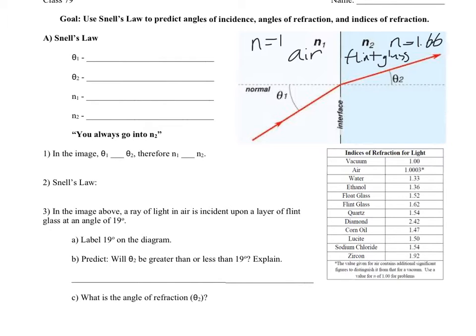Also on this, we see theta 1. What we call theta 1, we call that the angle of incidence. Notice how it's referenced to the imaginary normal line. Theta 2 is the angle of refraction. Again, it's referenced to the imaginary normal line. So theta 1 is angle of incidence. Theta 2 we call the angle of refraction.